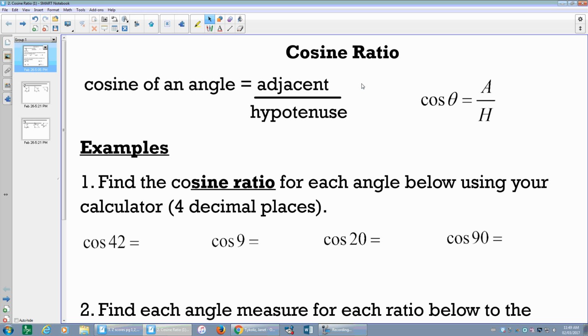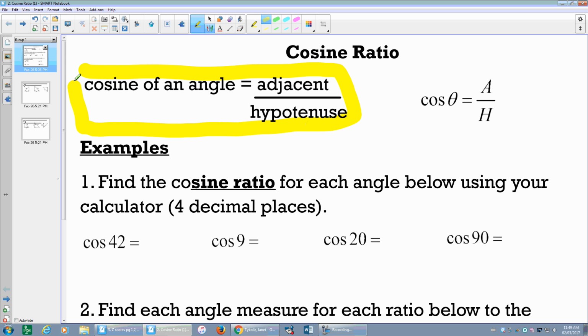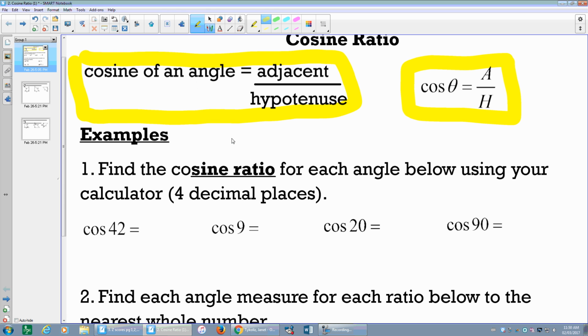Okay, so today we're going to look at another trig ratio, and it's the button that says COS, C-O-S, on your calculator. So it's going to be very similar to what we did yesterday. This is the formula: cosine of an angle is equal to the adjacent side divided by the hypotenuse side. So things change here a little bit. Again, we're going to use this short-formed formula: cos theta equals A over H. A is the adjacent, H is the hypotenuse, and theta is your angle, so your point of reference.